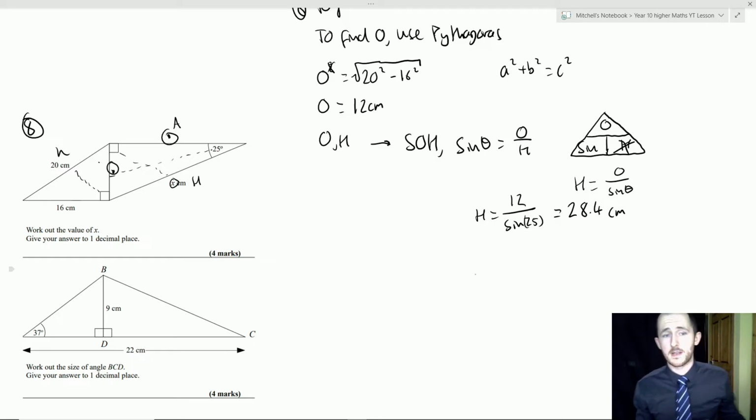That's a 4-mark question. Should take you 4 minutes, and I know it's taken me more than 4 minutes to explain it. But in an exam, I reckon you guys could do that much faster. Much, much, much faster.